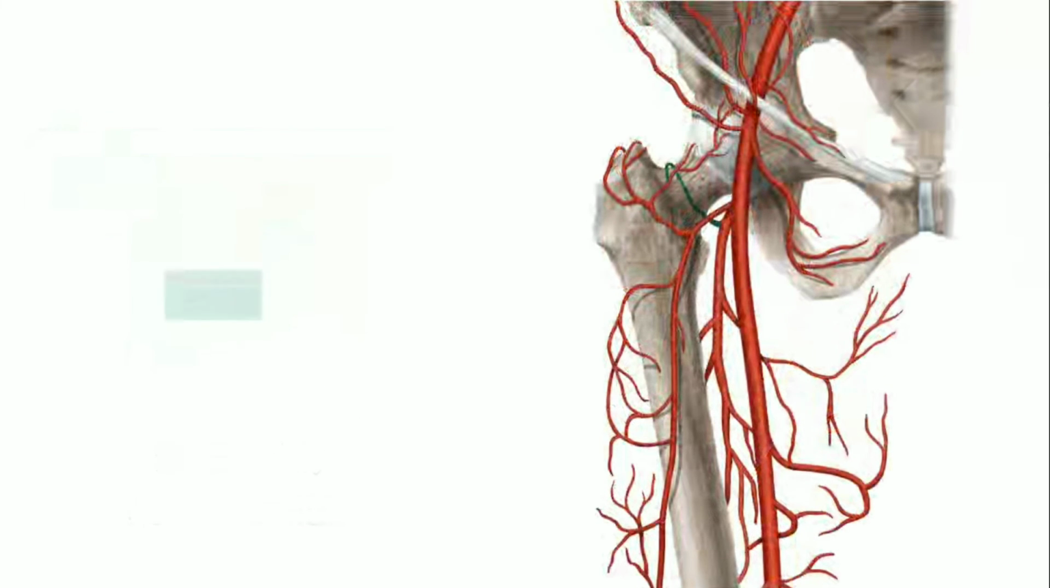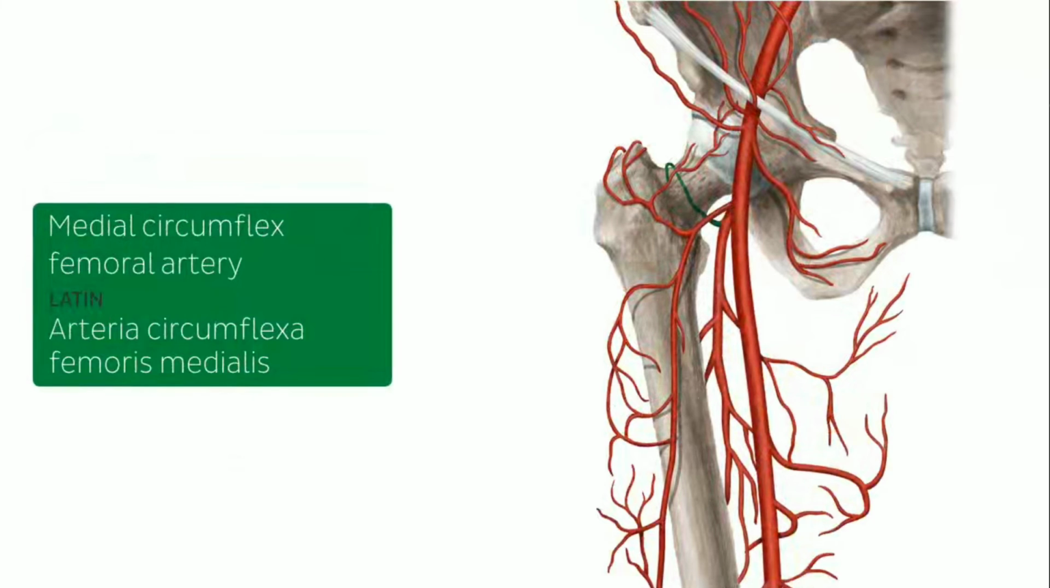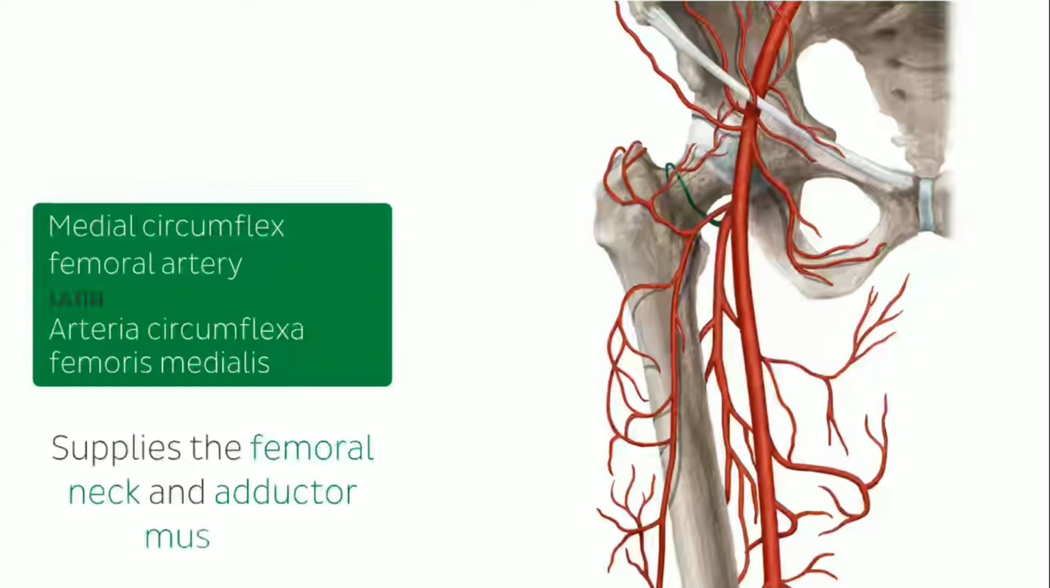Okay, let's move on to the medial circumflex femoral artery. This artery usually originates from the posteromedial aspect of the deep femoral artery, close to its origin. The medial circumflex femoral artery divides into several branches and supplies the femoral neck as well as the adductor muscles.